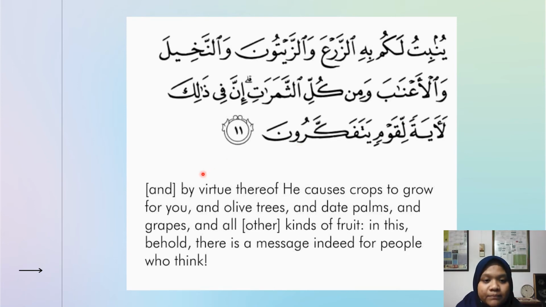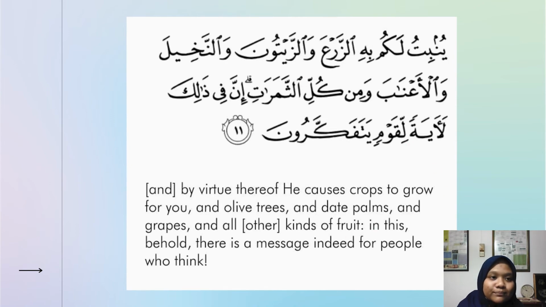And the meaning is, and by virtue thereof he causes crops to grow for you, and olive trees, and date palms, and grapes, and all other kinds of fruit. In this, behold, there is a message indeed for people who think.